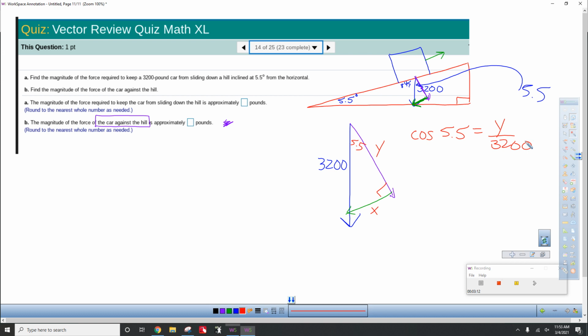Anybody? All right, so y is 2,000. One more time, Carissa. 267.74 pounds. Okay, so that's how much force is pushing against the box. That seems right to me. And then the green one is going to be sine of 5.5. Carissa, do 3,200 times the sine of 5.5. So x is 3,200 times the sine of 5.5.